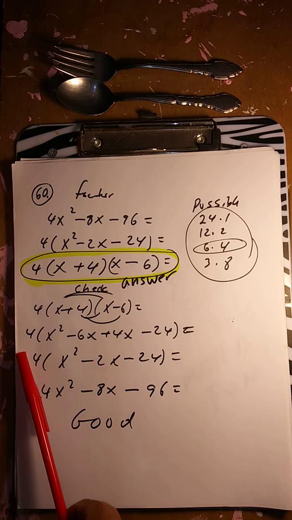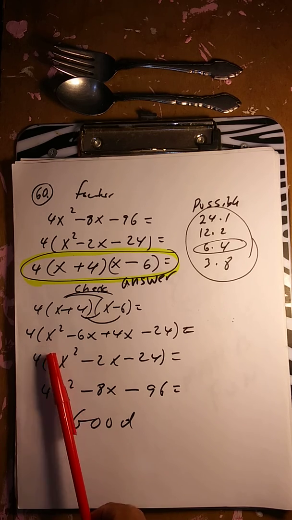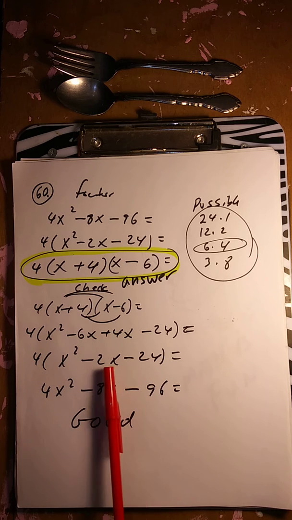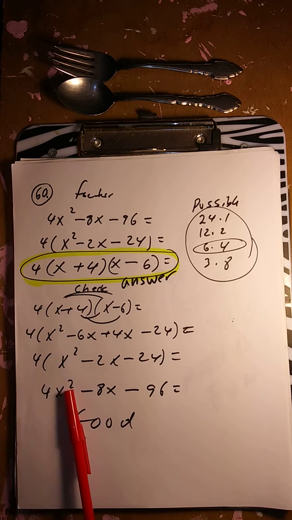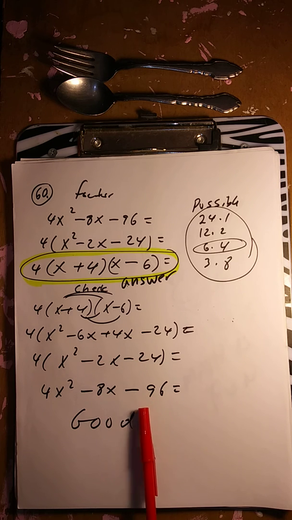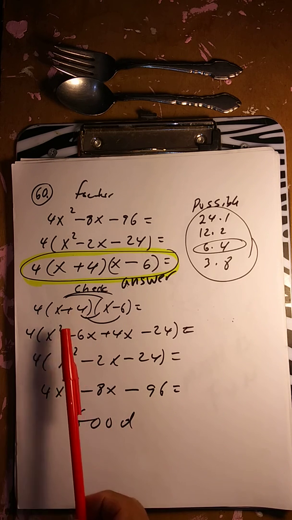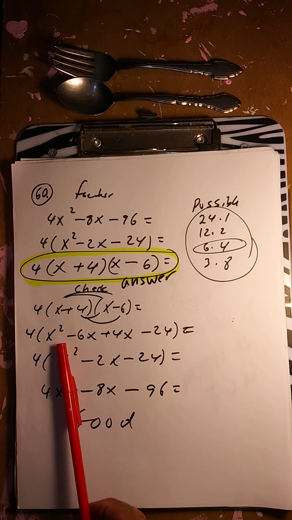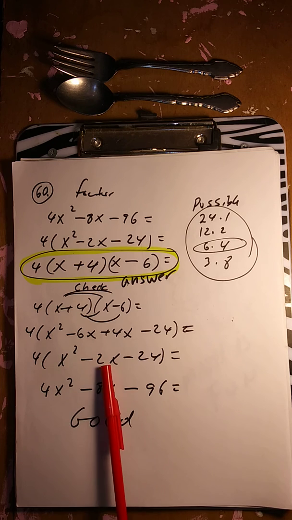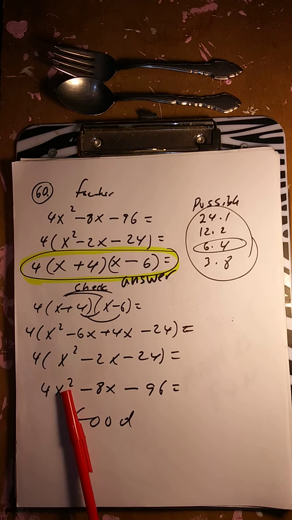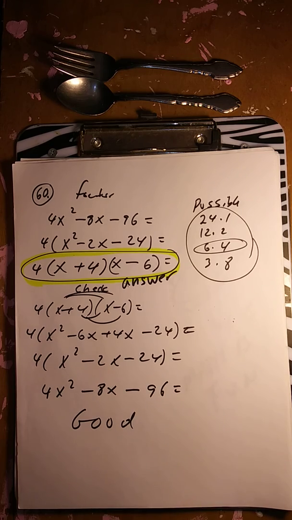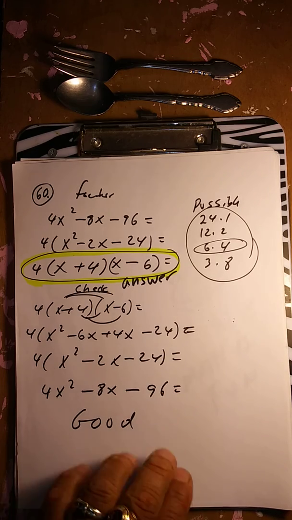So we have 4 parentheses x squared minus 2x minus 24. And then 4 times that is 4x squared. 4 times that is negative 8x. And that times that is negative 96. So is that right? Yep. x times that is x squared minus 6x plus 4x minus 24. x squared minus 2x minus 24. And then 4 times that, 4x squared minus 8x minus 96. Correct. That's it for number 60.